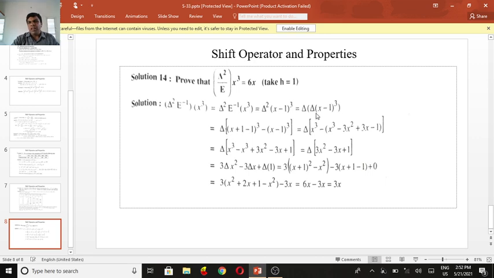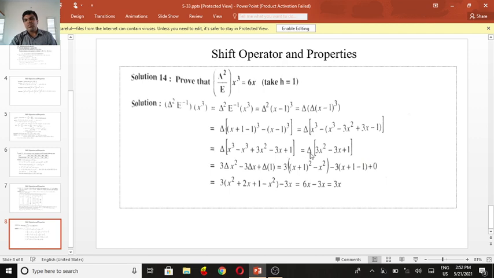So I am applying del on x minus 1 whole cube. So del of, replace x by x plus 1. We get x plus 1 minus 1 whole cube minus x minus 1 whole cube. Again, inside plus 1 minus 1 get cancelled, x cube we get. Del of x cube minus, applying the a minus b whole cube formula, x cube minus 3x square plus 3x minus 1. So here x cube gets cancelled: x cube minus x cube cancelled, plus 3x square minus 3x plus 1.